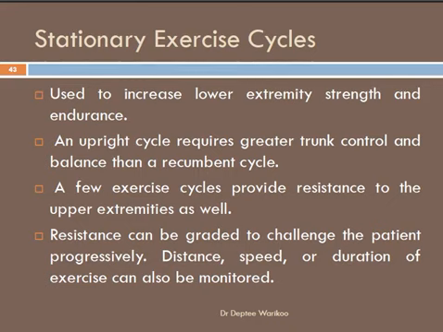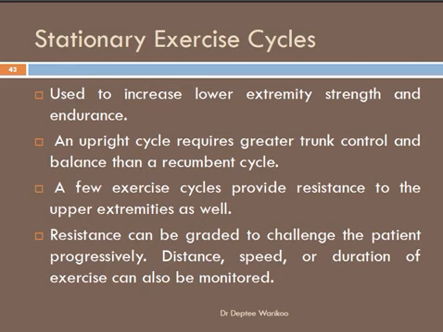In these we have lots of exercises, like we can use stationary cycles, steppers, joggers. Stationary exercise cycles are used to increase lower extremity strength and endurance. An upright cycle requires greater trunk control, so you are working on trunk and balance, more than a recumbent cycle. A few exercise cycles provide resistance to the upper extremities as well at times, and lower extremity strength will increase with cycling.